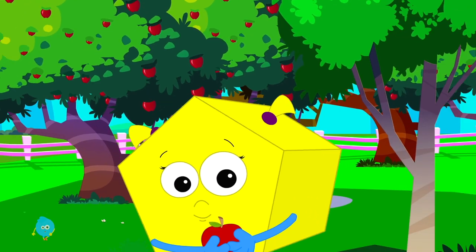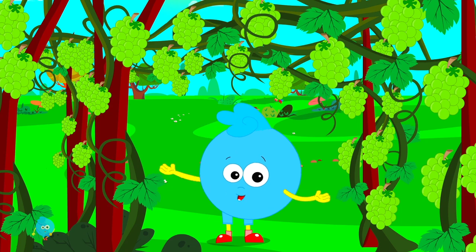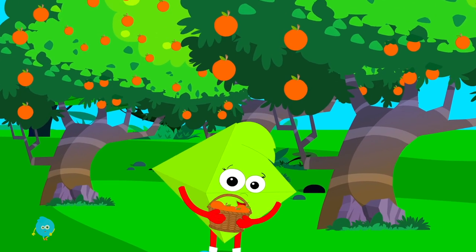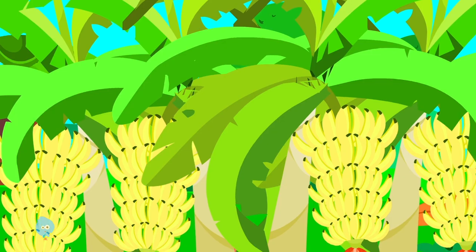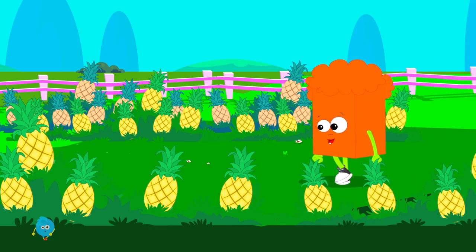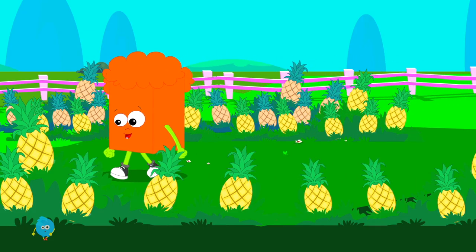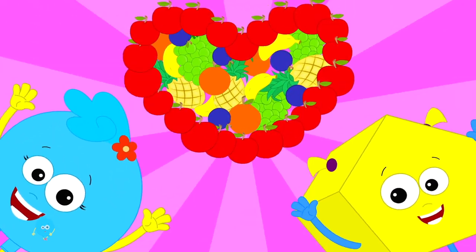Red grew the apple, the grapes green grew. Oranges grew orange and berries blue. Banana grew yellow, pineapples too. You love fruits and fruits love you.